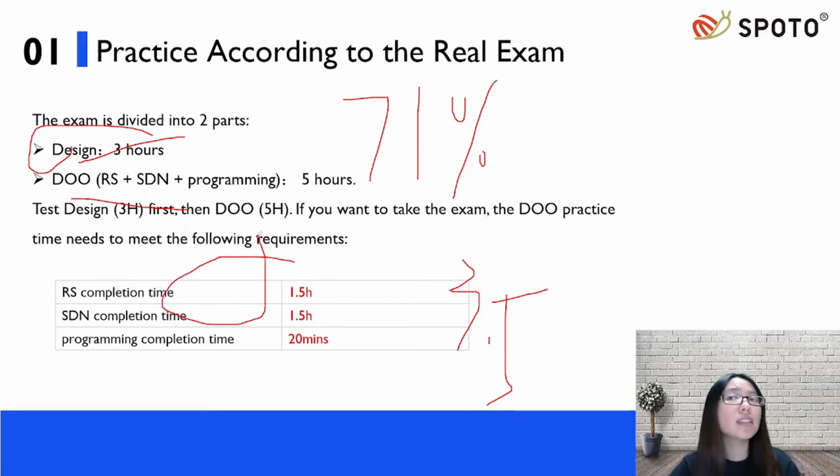Many students find it strange that DOO takes 5 hours. Why are SPOTO requirements so high? Because candidates may experience various failures in DOO due to nervousness, an unfamiliar test environment, and so on. As a CCIE tutor, I know what difficulty you will face in the exam. So follow my standards strictly and I will give you an effective test preparation experience.